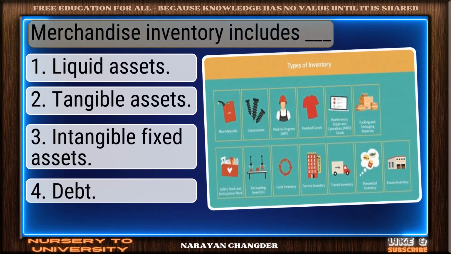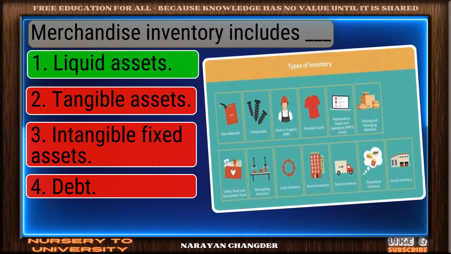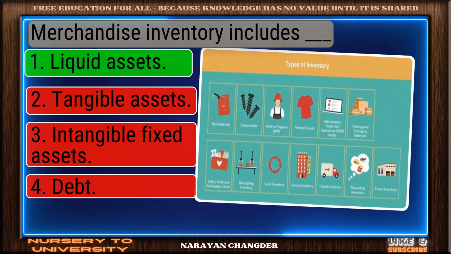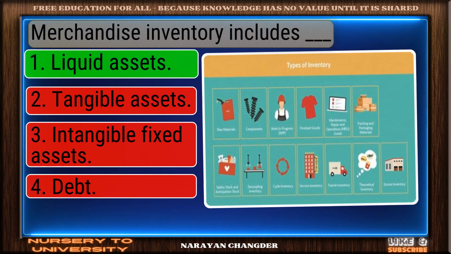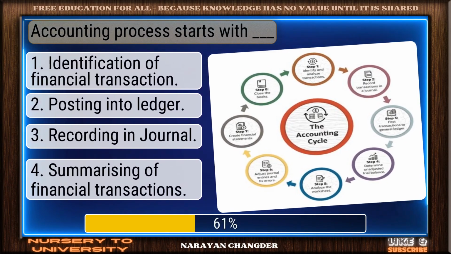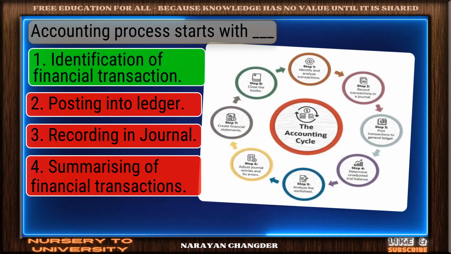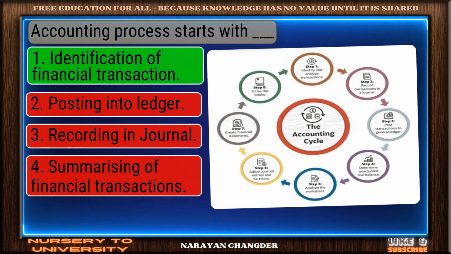Merchandise inventory includes dash. Nice work. You chose liquid assets, and it is correct. Accounting process starts with dash. Right again. Identification of financial transaction is a valid answer.